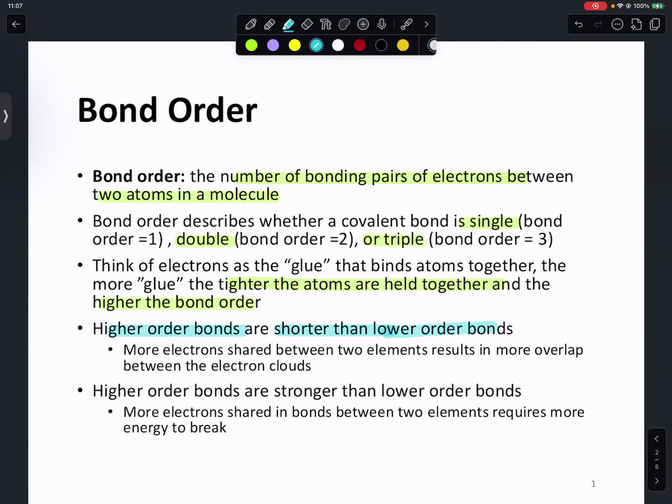Because more electrons are going to be shared between the two elements due to the overlap of electron clouds. Now, also, we can say that higher bond orders are stronger than lower bond orders because, of course, if more bonding pairs are involved, that means it requires more energy to break these bonding pairs from each other.